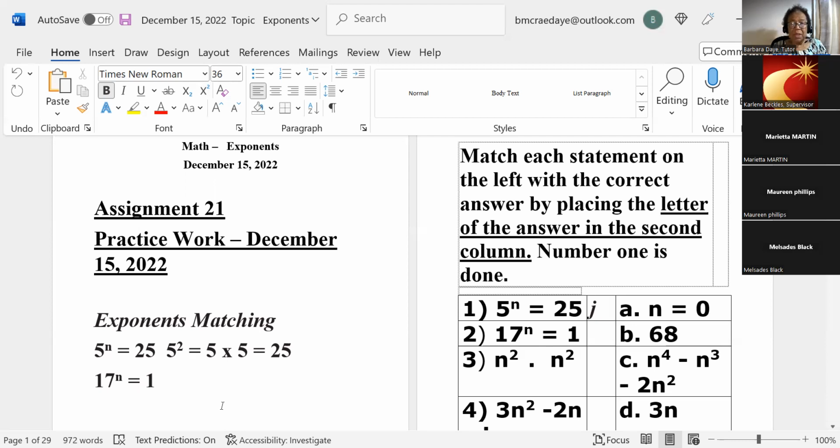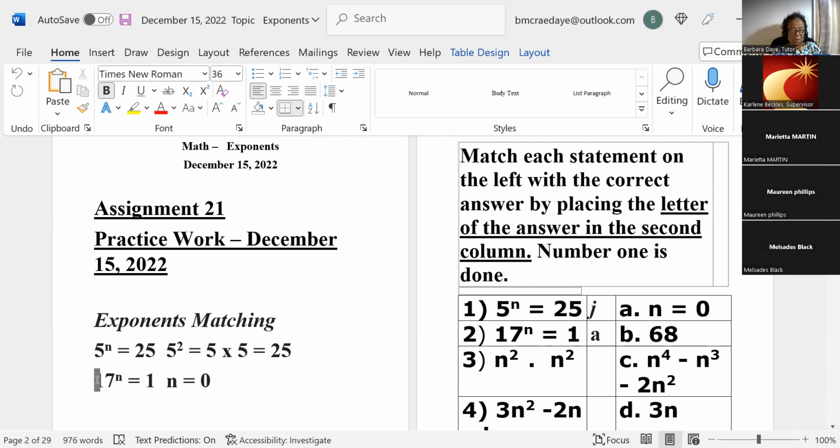0. Yes, any number to the 0 power is equal to 1. Any number or variable, Marietta. So that means n must be equal to 0. Now, where do you see n equal to 0? What letter, Marietta? A. A, that's right. A says n equals 0. So that means you put A for this one, right? For number 2, 17 to the n power, n is 0. 17 to the 0 power is equal to 1.